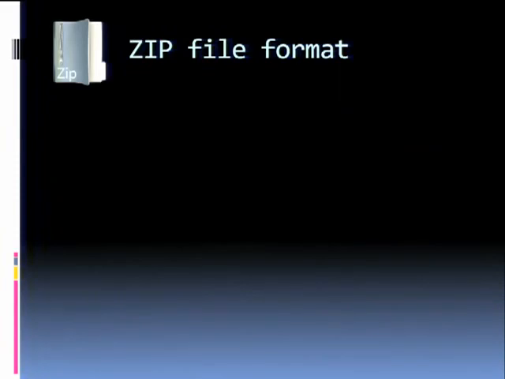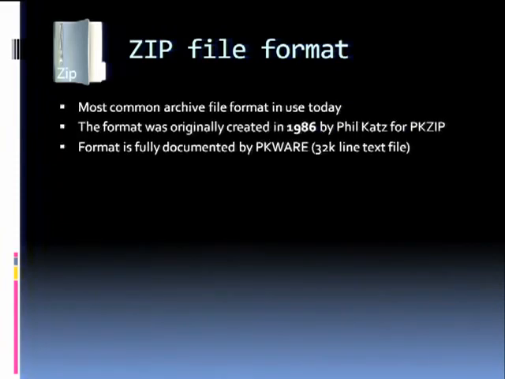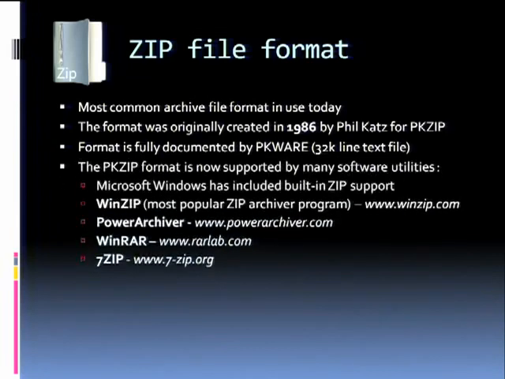Now, the first format is the zip file format, and it is the most common file format in use today. What's interesting about it is that it's over 20 years old. It was created in 1986 by Phil Katz for PKZip. Of course, the format itself is fully documented, and this is very important. The documentation for this file format is a 32K line text file. So if you're implementing your own solution, you really have to go through all of that. And even the most popular archive processors, such as WinZip, haven't implemented all the features.